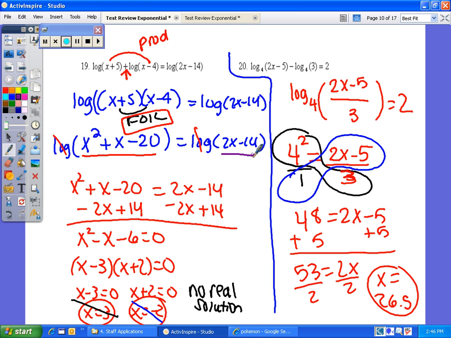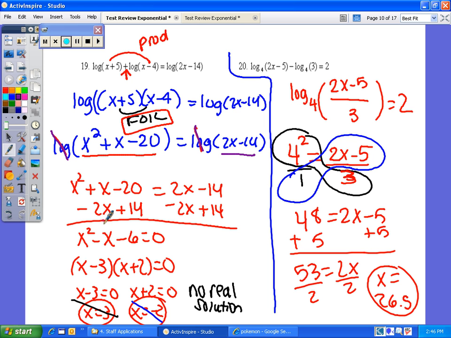Now on the other side we have 2x plus 4. You have logs on both sides, so you can cancel those out, and then you could just move things over so that you can factor. Once you factor, you have x minus 3 and x plus 2, and your answers that you get are x equals 3 and x equals negative 2.